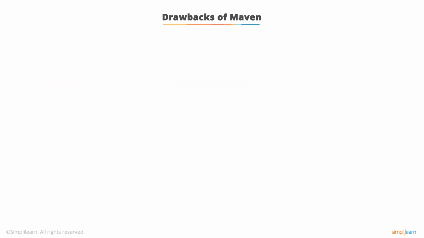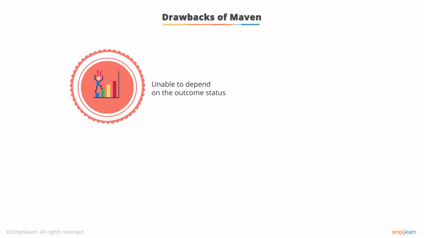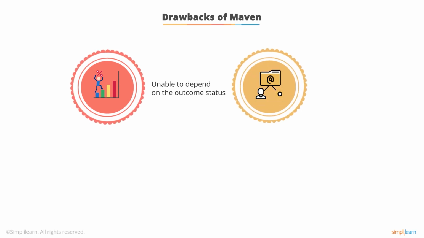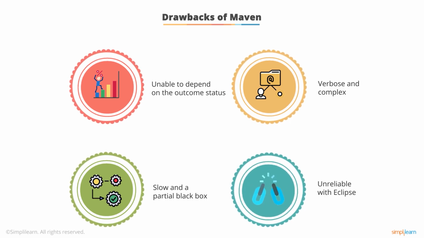The drawbacks of Maven. Maven does have some drawbacks. Number 1, unable to depend on outcome status. Maven builds can fail, leaving nothing behind other than error messages that can be very hard to understand. Number 2, Maven is verbose and complex. It does take a while to master the details of the platform. Number 3, slow and partial black box. Maven does a lot of things automatically, and sometimes these black box activities can be very opaque. And finally, number 4, Maven can be unreliable when integrated for use within the Eclipse IDE.